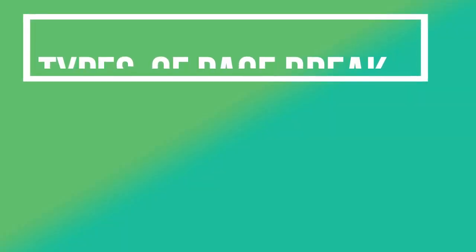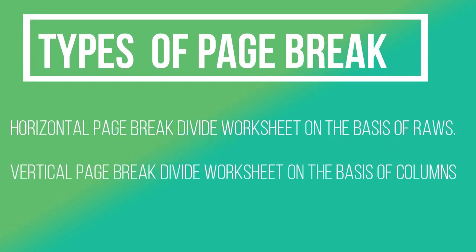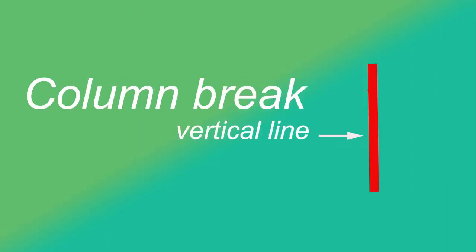Types of page break. There are two types of page break. One is a horizontal page break and the second is a vertical page break. A horizontal page break divides the worksheet on the basis of rows, and a vertical page break divides the worksheet on the basis of columns. Selecting rows creates a page break above the selected cell. Selecting columns creates a page break to the left of the selected cell.